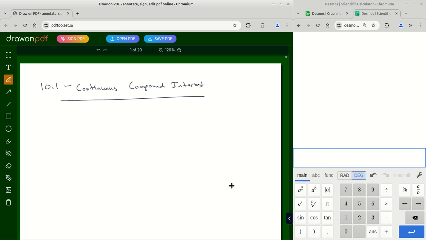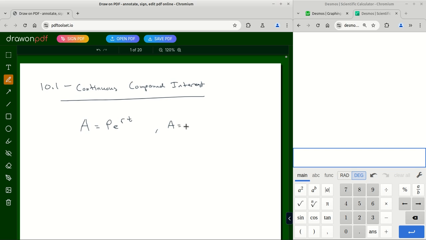Hello everyone, this is a video lecture for Business Calculus, Math 1325, Section 10.1, Continuous Compound Interest. So this is an algebra concept, and I don't know why it's put here, but let's talk about it anyways. It is a cool and important concept. So A is equal to P times e to the rt, the PERT formula.